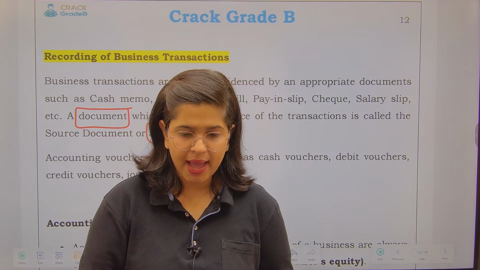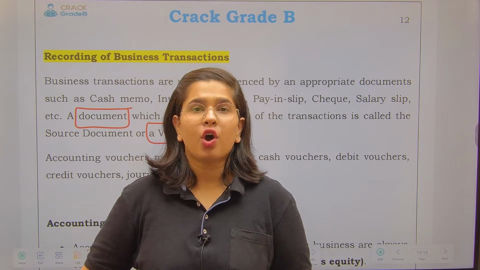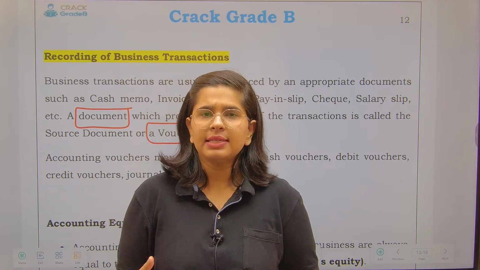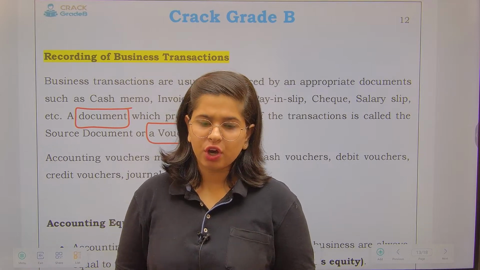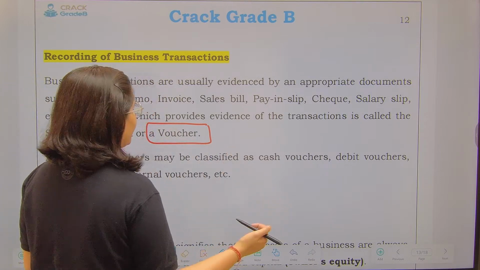I have to attach the bank receipt. I also have to attach the employee list, to show to how many employees I have paid, right? Such kinds of things you have to attach with your voucher. So business transactions are usually evidenced by the appropriate documents.